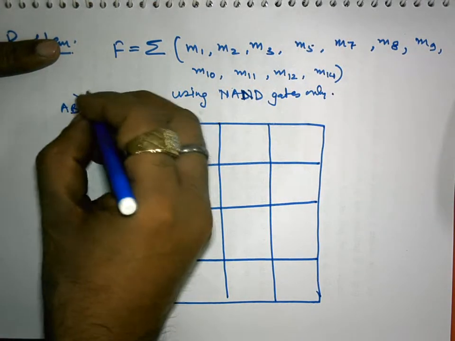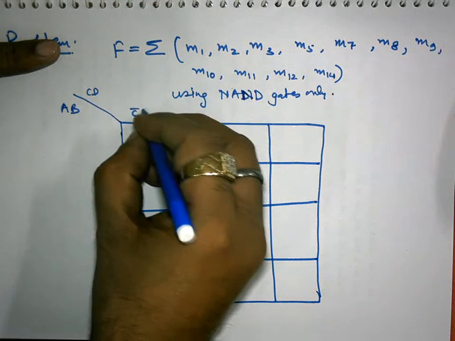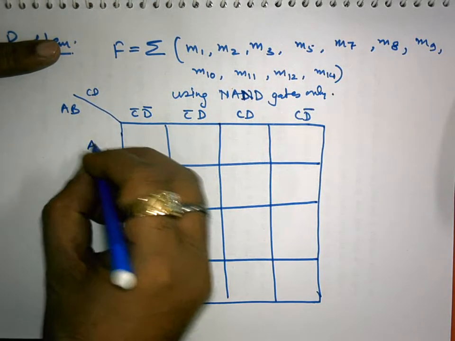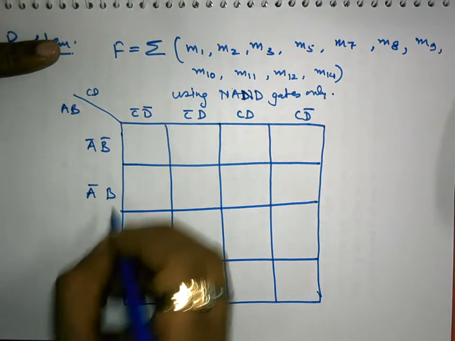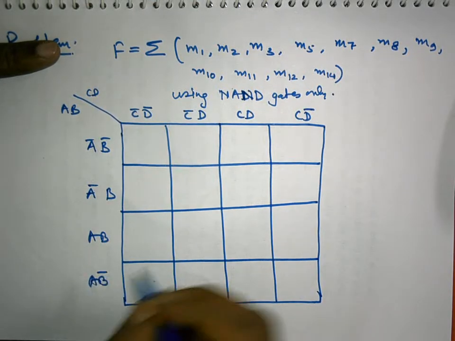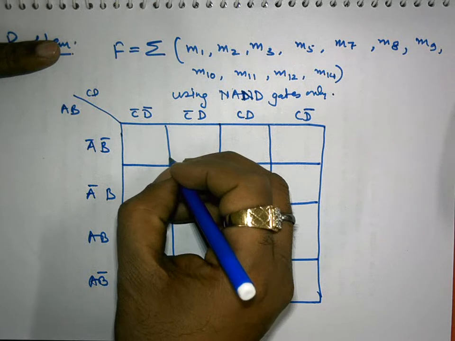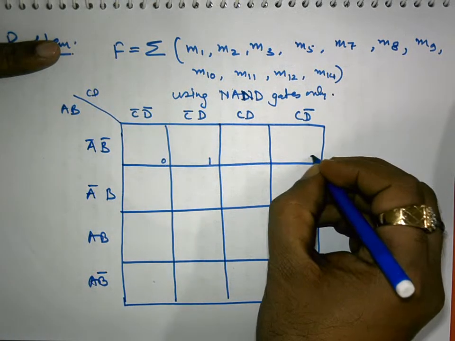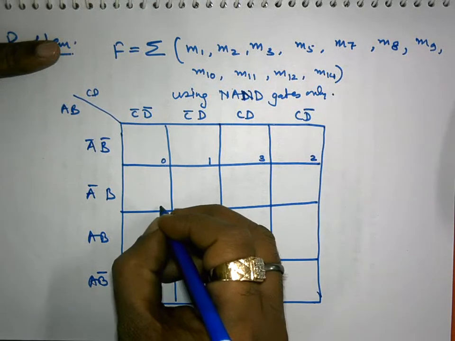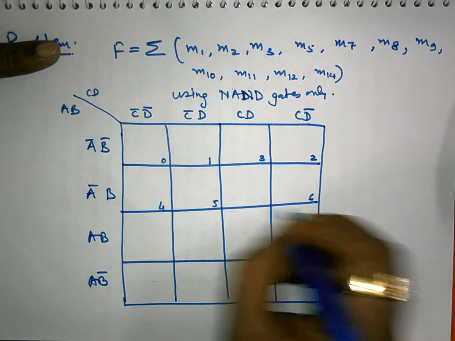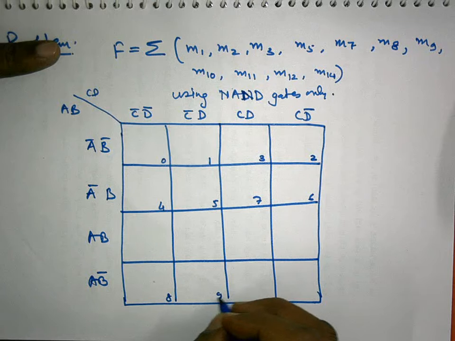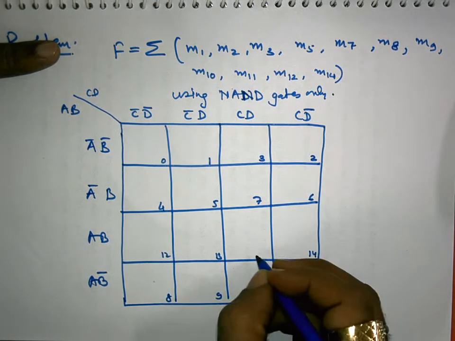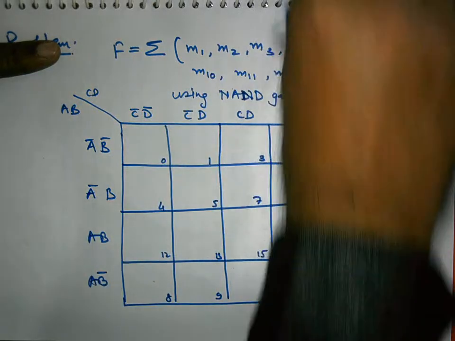Suppose AB has been taken over here and CD here, so C bar D bar, C bar D, CD and CD bar, A bar B bar, A bar B, AB and AB bar. So this way if we write the number of min terms, this will be 0, 1 and this will be 2, 3, 4, 5, 6, 7, 8, 9, 10, 11, 12, 13, 14 and 15. Am I right?